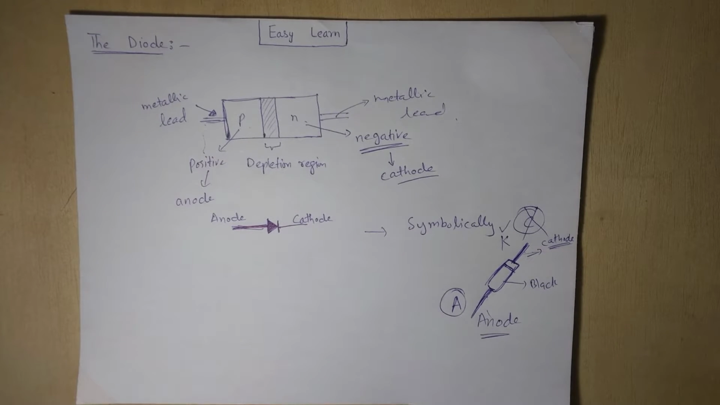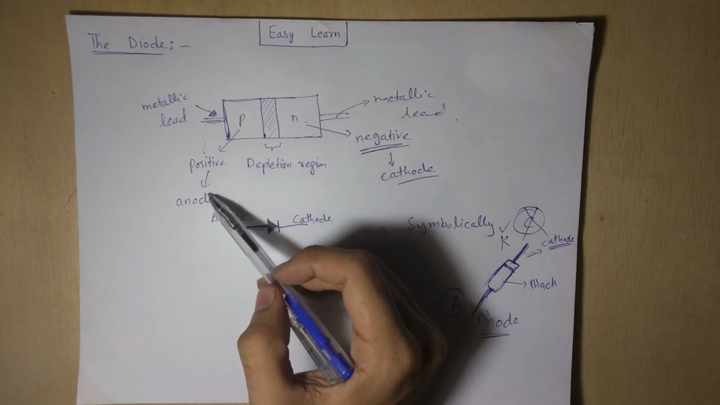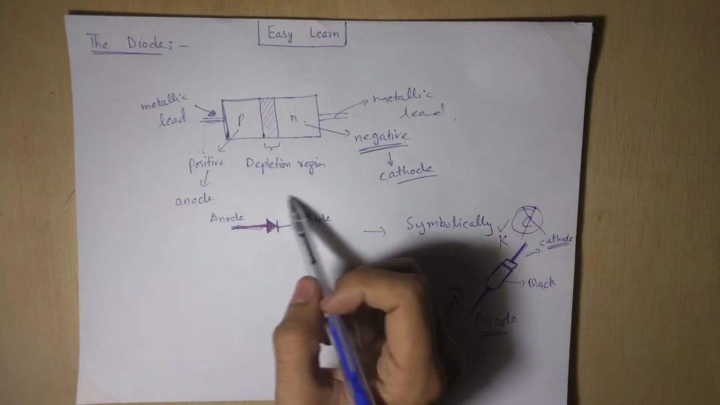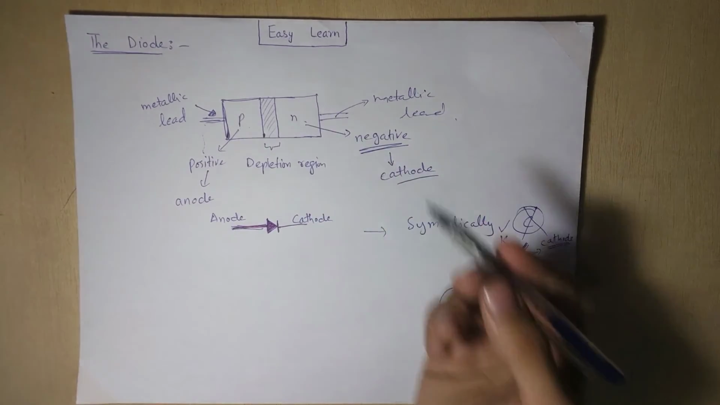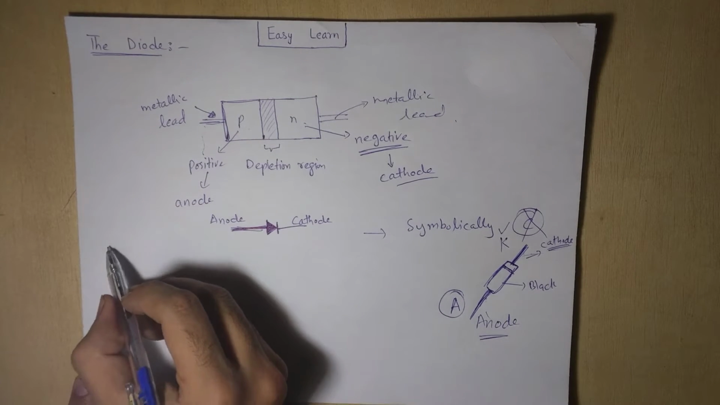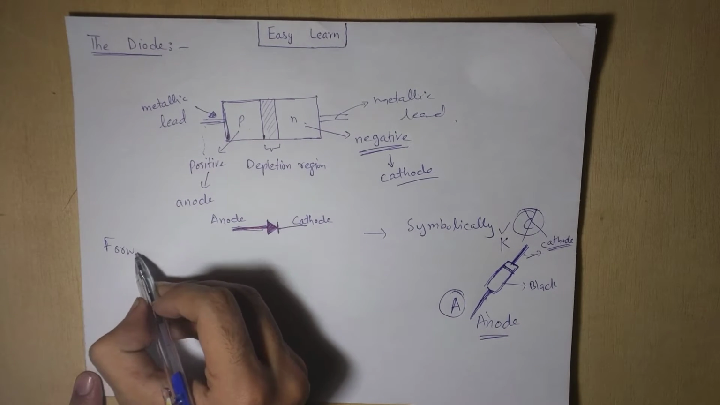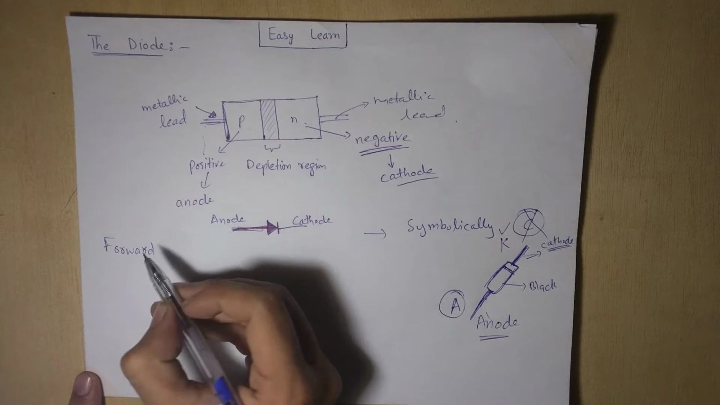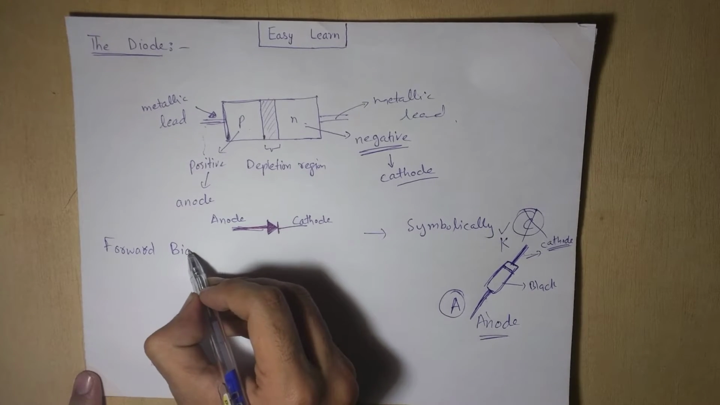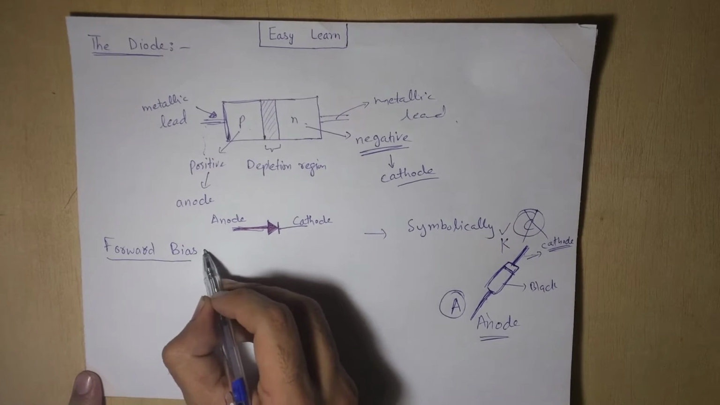First, the positive side to the P region and the negative side to the N region. This is called the forward bias. So I am going to explain the forward bias first.